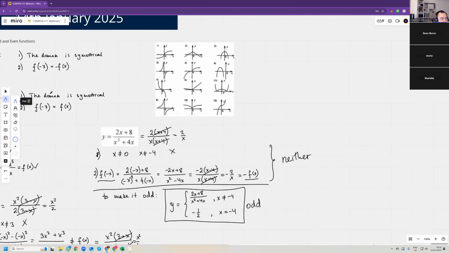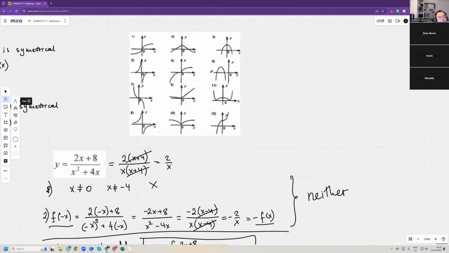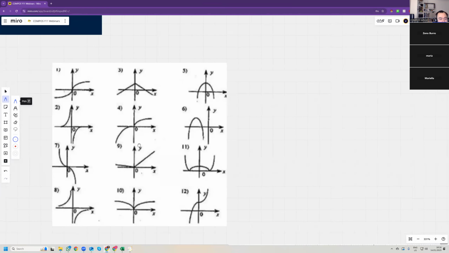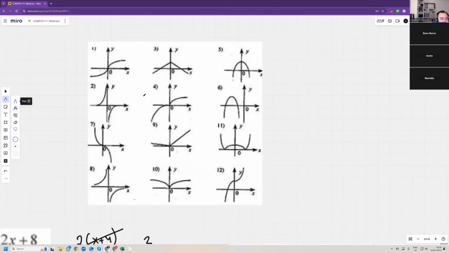Now, even functions are symmetrical over the y-axis. So the y-axis is a line of symmetry for this function. Therefore, this is an even function. Does that make sense? So we say f of minus x is the same as f of x. So f of minus x is here, and f of plus x is here. So they are the same. They have to be.